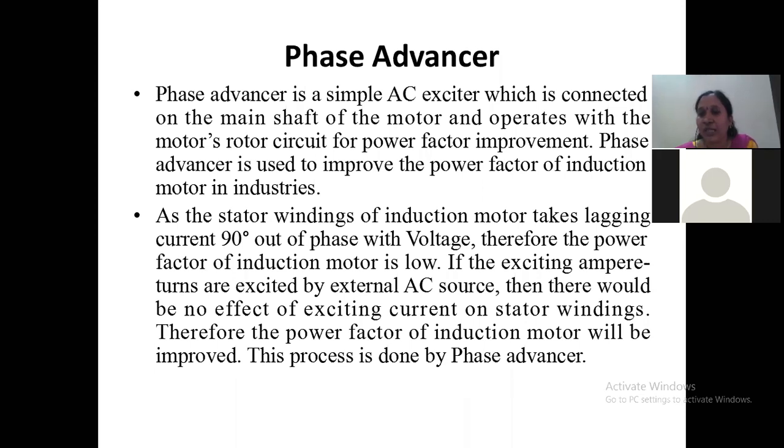It should be maintained at unity, right? So for that we need to use a phase advancer. If the exciting ampere turns are excited by an external AC source, then there would be no effect of the exciting current on the stator windings. So thereby the power factor of the induction motor will be improved. So in case of induction motors, we have seen the main winding and the auxiliary winding. Okay, in the auxiliary winding, if we use an external AC source, this particular phase advancer is going to prevail there.